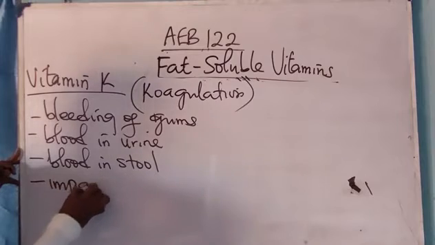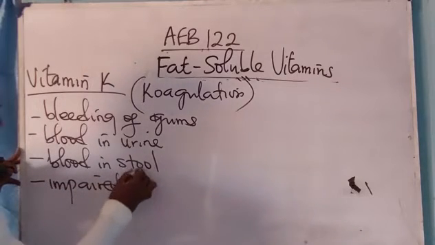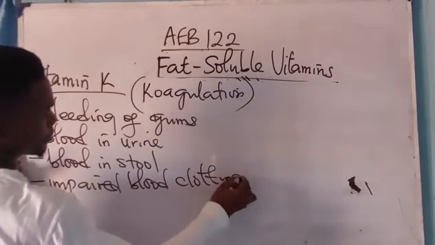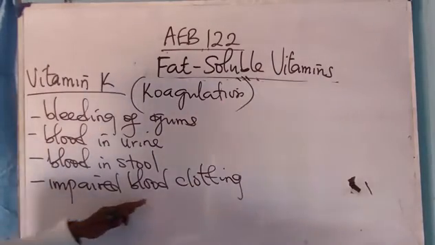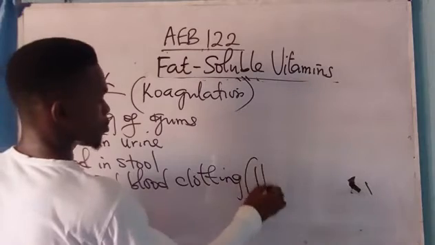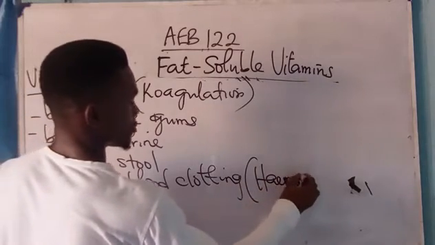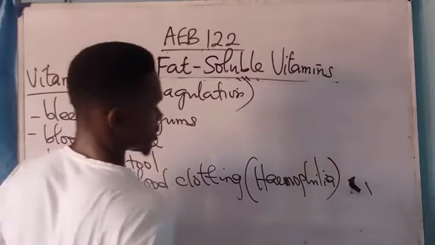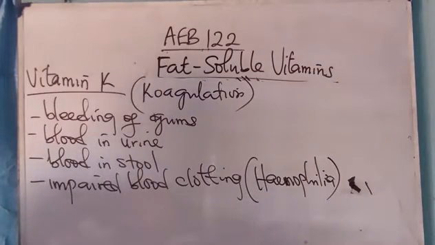impaired blood clotting. Nice. This impaired blood clotting, I can just use the word hemophilia. And this hemophilia is what? Sex linked. It's also called what? Bleeder's disease. Bleeder's disease.